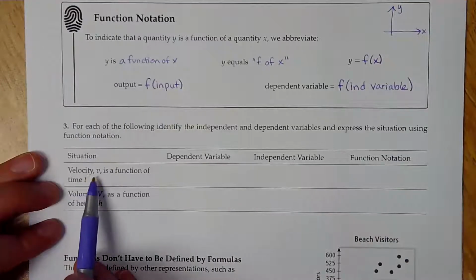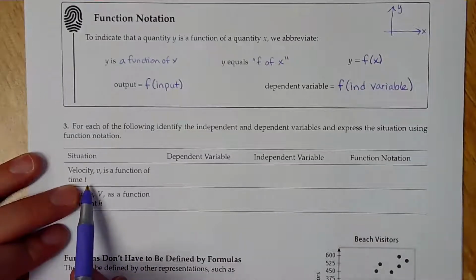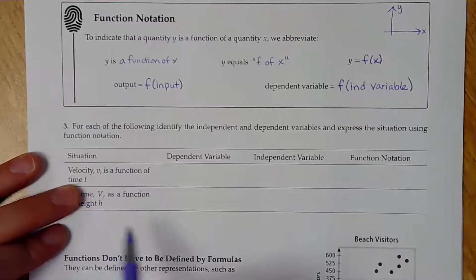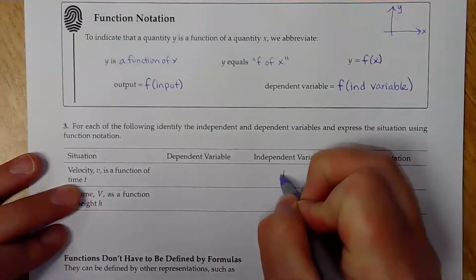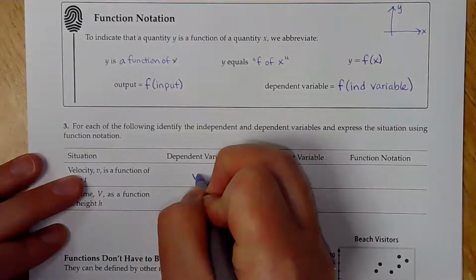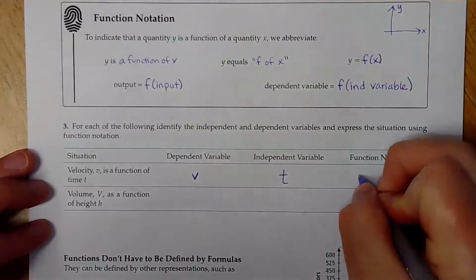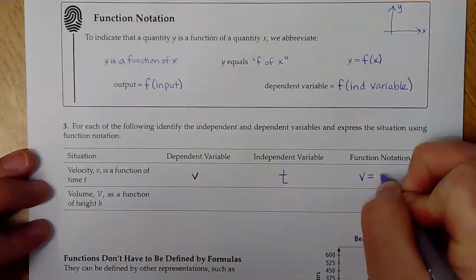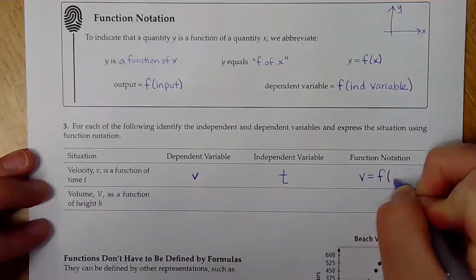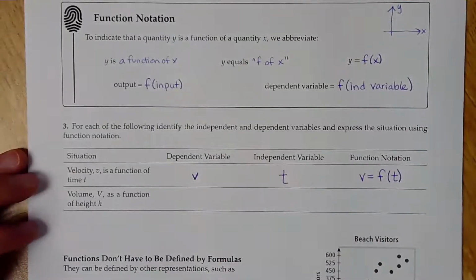For each of the following, we're going to identify the independent and dependent variables, and then we're going to express the situation using function notation. So our velocity v is a function of time t. So this time t is our independent variable. I'm going to put a t down for my independent, which means this velocity is my dependent variable. And the way that I'm going to express that using function notation is I'm going to write v is equal to f of t.